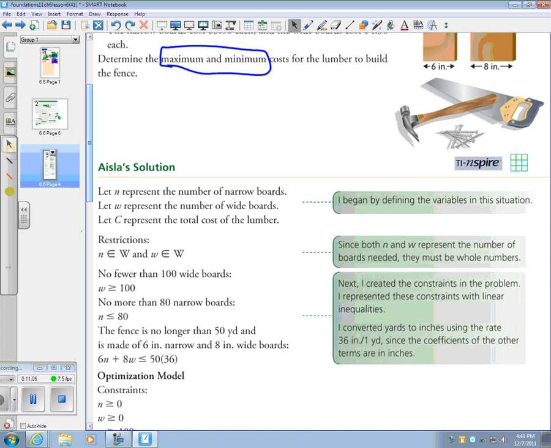There's no fewer than 100 wide boards. W has to be greater than or equal to 100. There's no more than 80. N is less than or equal to 80. The fence is no longer than 50 yards.